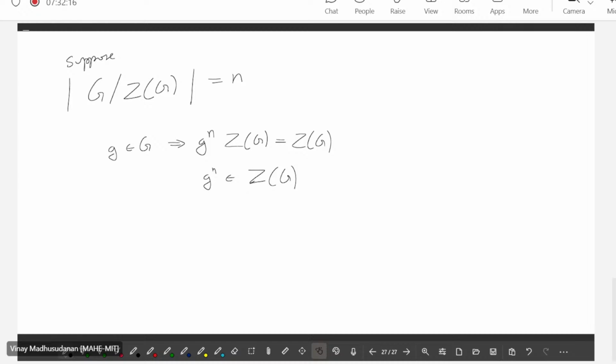That is not true. Power n belongs to that doesn't mean that. G power n belongs to Z is true, but that doesn't mean that.